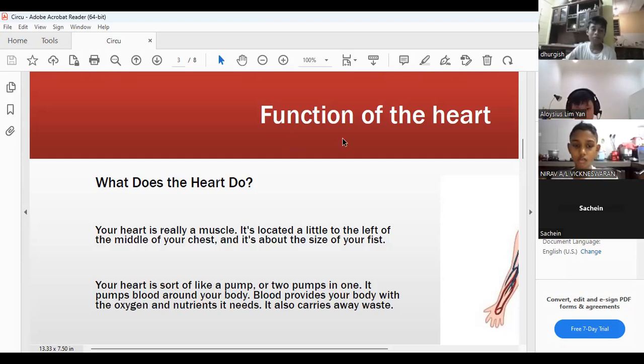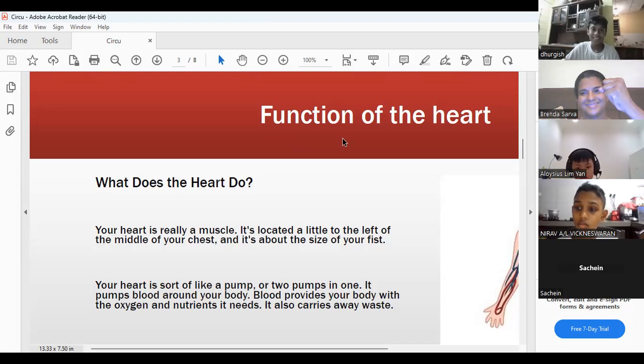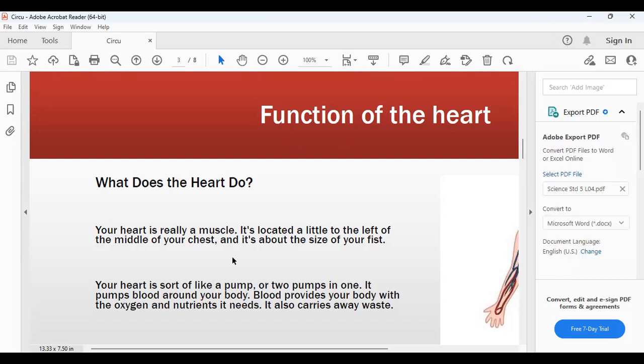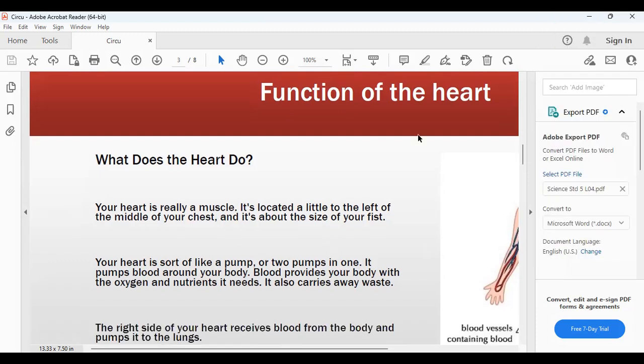Can you see my picture? Can you see me? I heard Aloysius say face. No, what do you mean? I said fist. I don't understand. I thought you said face. No, I didn't say face. I said fist. Oh, all right. Okay, fist. Guys, let's move on.